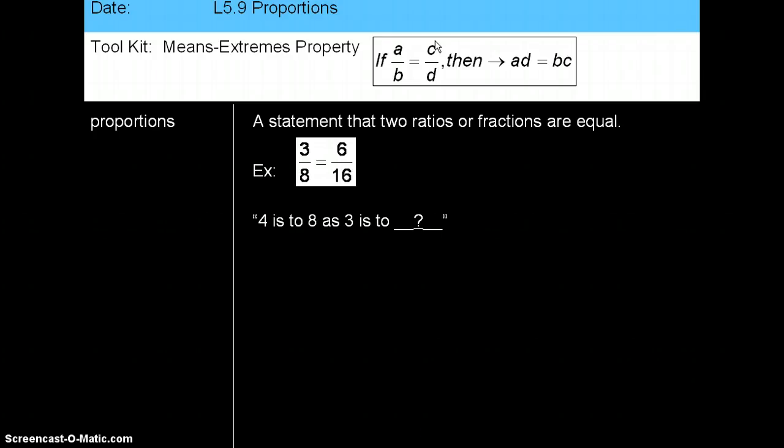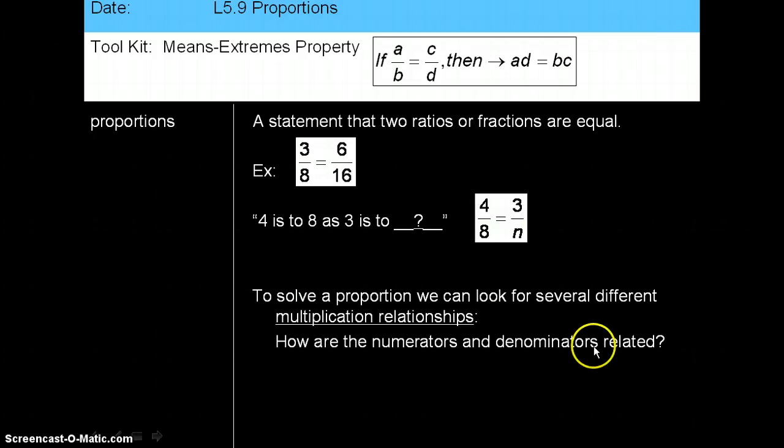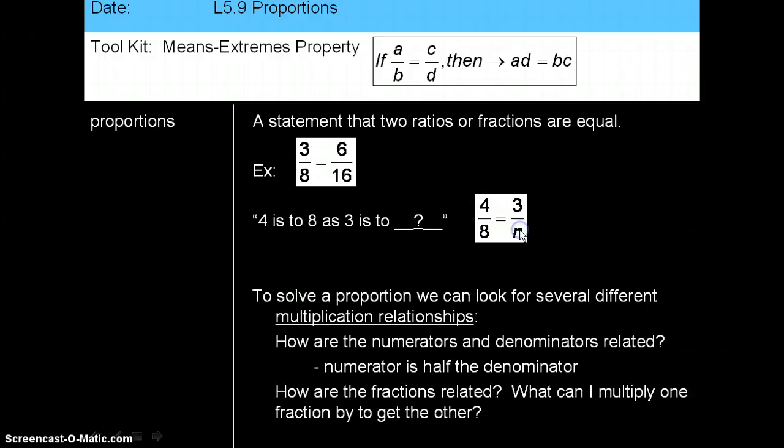So taking a look, how can we compare 4 and 8? Well, we could compare them as fractions. 4 to 8 is equal to 3 to n. And we can look for several different multiplication relationships. For instance, we could look at how the numerators and the denominators are related. For example, the denominator here is double the numerator, or the numerator is half the denominator, which would tell us that n then is 6.